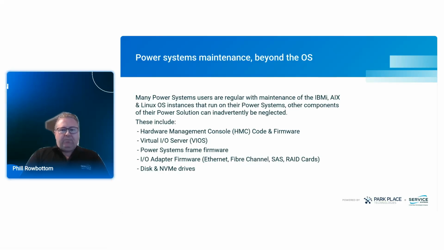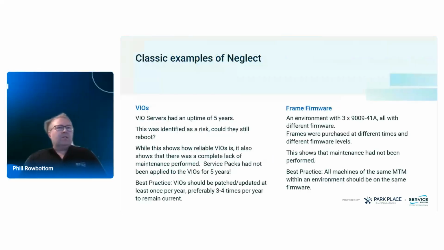Anyway, so moving on, just some examples of things that I've seen where there hasn't been the maintenance done on the other components. VIO servers: this actually came from a talk I attended at Tech Exchange on cloud migration, where one of the identified risks from the on-premise system was that the VIO servers hadn't been rebooted in 5 years, and they weren't sure that they could. It shows you how reliable these things are, but it also shows that there was a lack of maintenance in those 5 years. So you should probably patch them once a year at least.